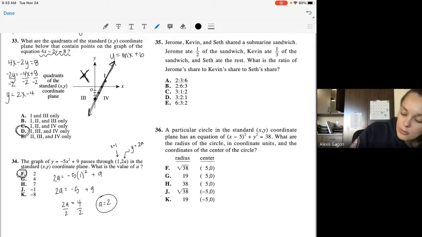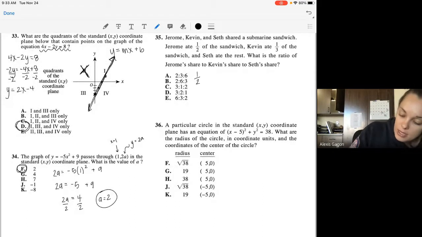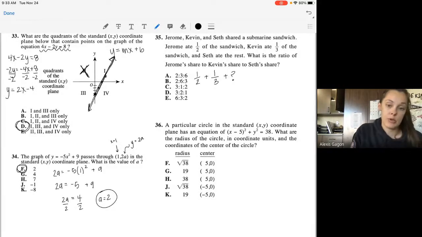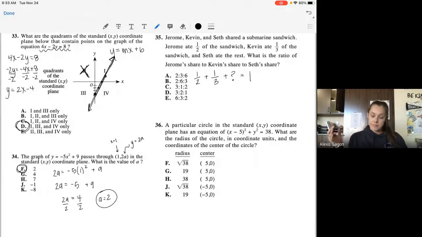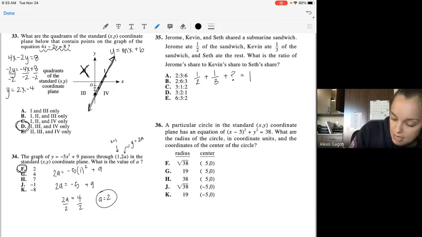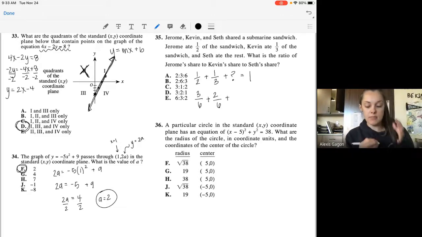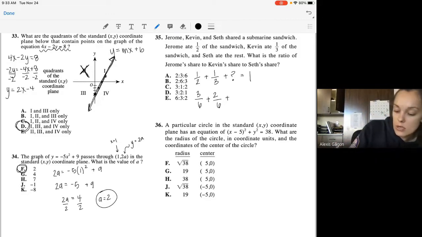So we know that Jerome ate half of this. We know that Kevin ate a third of it. So Seth ate whatever was left. So I'm just going to put a question mark for however much that portion is. And this equals 1. So half plus a third plus whatever's left is the whole sandwich. So let's just get a common denominator here, which would be 6. So 1/2 is the same as 3/6. 1/3 is the same as 2/6. Which that's pretty easy. 3/6 plus 2/6 is 5/6. So there's only 1/6 left that Seth ate.